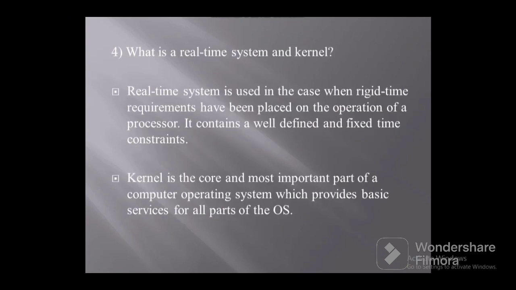Then, what is a real-time system and kernel? A real-time system is basically for rigid time requirements. It means that it is used for real-time applications. For example, if you are working on an online project and at that time you want to make some modification on it, that is called real-time based. Then, what is a kernel? The kernel is the core of an operating system, and it helps to provide all the services for a computer.